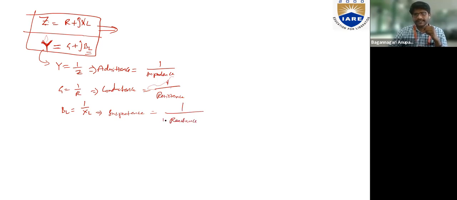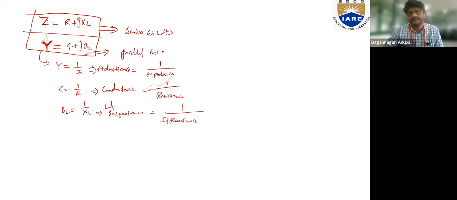If I say this as inductive reactance, you call this inductive susceptance, because you also have capacitive susceptance, right? Is that okay? But where do you use impedance representation? Where do you use admittance? See, impedances are used for series circuits. And admittance is used for parallel circuits.